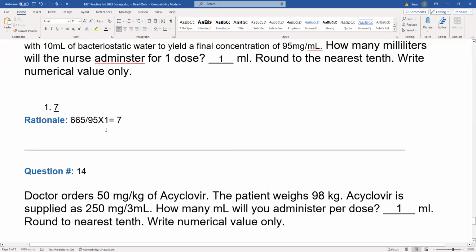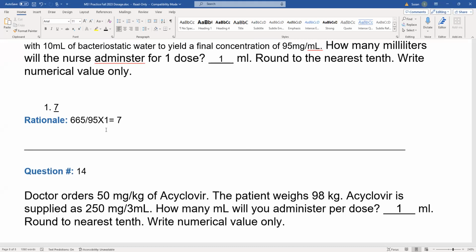All right, this is a weight based question, okay? It's asking you how much will you administer per dose. So what would be the formula for this? Milligrams over, times desired over have. You just don't have the desired dose because it's weight based, so you have to calculate the desired dose using the weight.